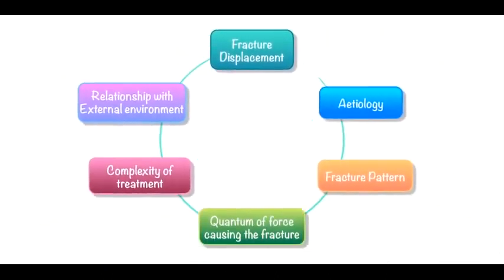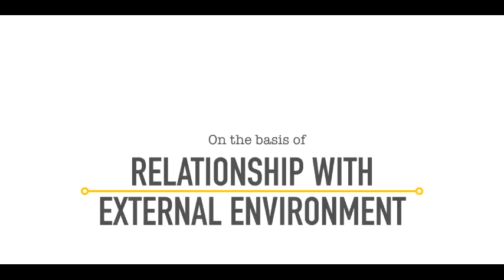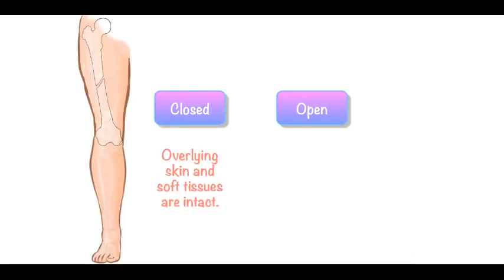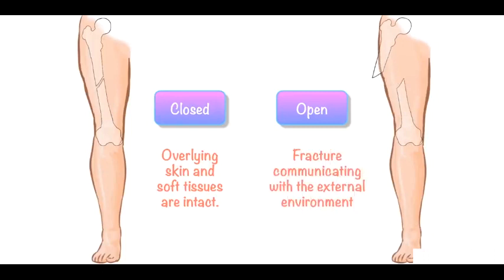Fourth classification, on the basis of relationship with the external environment. In this, a fracture is classified as a closed fracture. A closed fracture is a type of fracture that does not communicate with the external environment. That is, the overlying skin and soft tissues are intact. An open fracture is a fracture that breaks the overlying skin and soft tissue, leading to the fracture communicating with the external environment. This type of fracture is called an open fracture.